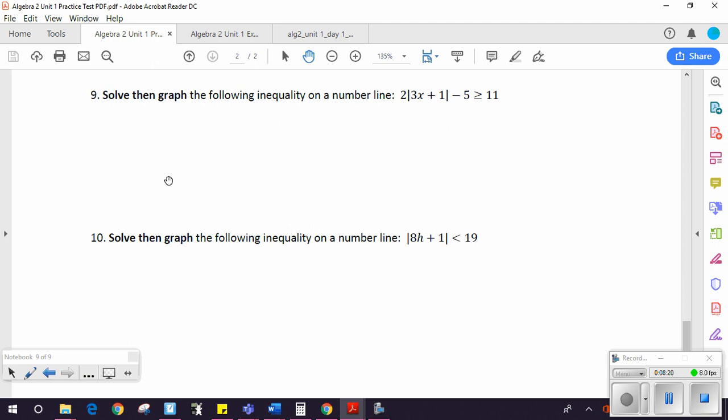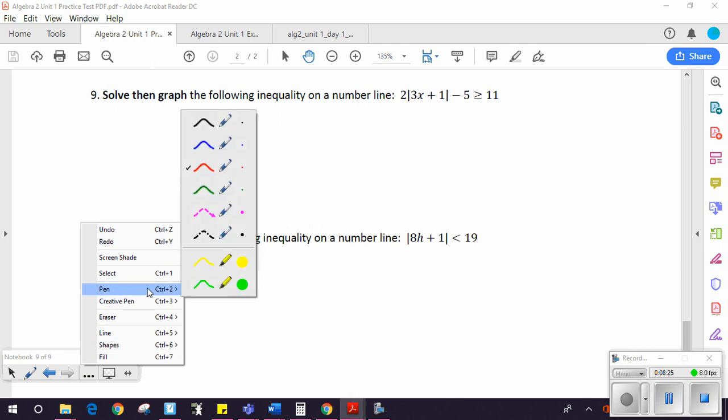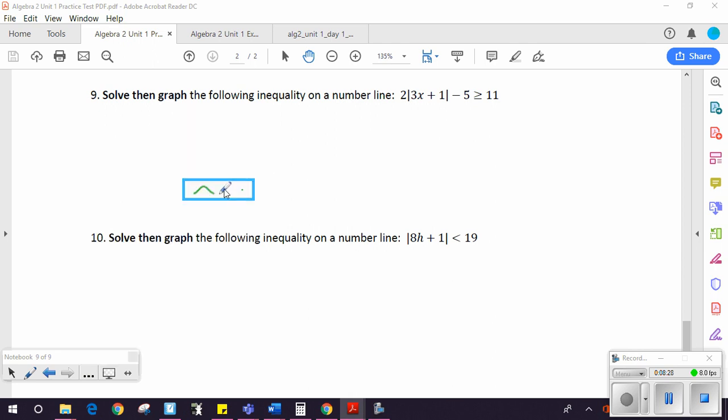Number 9, we have an absolute value inequality. So again, it would be helpful to you anytime you have absolute values to draw a box around it, and ask yourself first and foremost, is the box alone? In this particular case, the answer is no, because I have a 2 trying to multiply the box, and I have a 5 trying to take stuff away from the box.